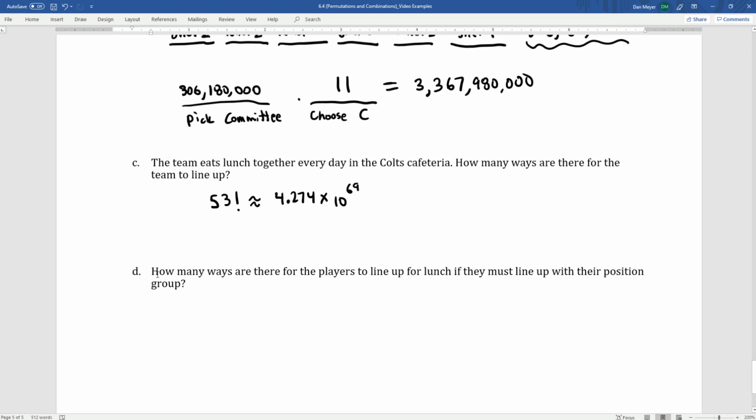In D, we're asking how many ways there are for the players to line up for lunch. So we're still lining up for lunch in the Colts cafeteria, but they have to line up with their position group. All right, so the order matters. I guess the order mattered up here. The order matters down here, but we're also doing a permutation with the groups. This is kind of like our itinerary problem, a permutation with groups.